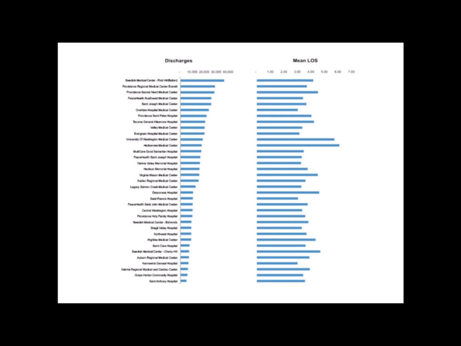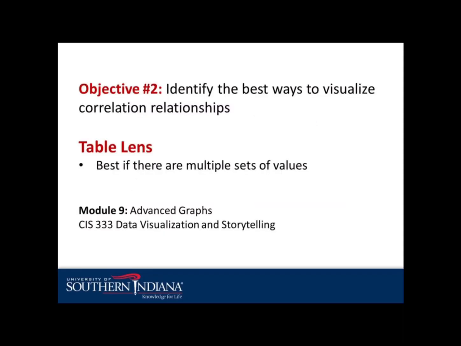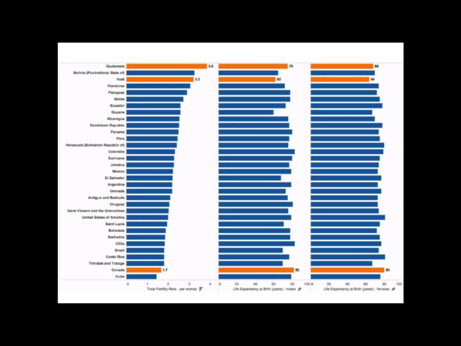And table lenses can be confusing for users if they've never used them before. So again, you need to make sure that you're very cued into your user and what works best for them to understand the data. One of the benefits about table lenses is that they're really good to use if you have multiple sets of values, which you can't do with a scatter plot. So this one compares fertility rate to male and female life expectancy at birth. So this is something that you couldn't do with a scatter plot, but you can do with the table lens.